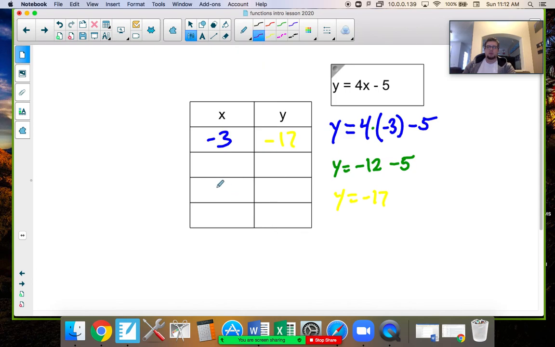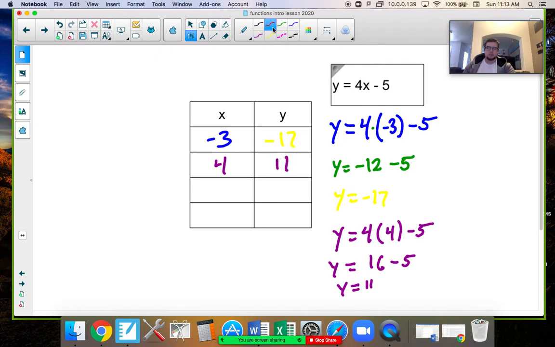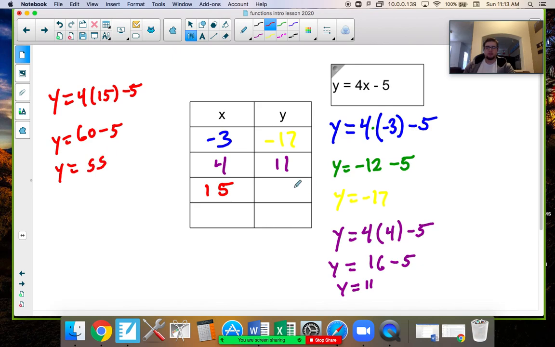Maybe we plug in 4. So we get y equals 4 times our input of 4, minus 5. So we get 16 minus 5, so y equals 11. Let's just do one more. Let's say 15. So y equals 4 times 15 minus 5. So we get 60 minus 5, and y equals 55.